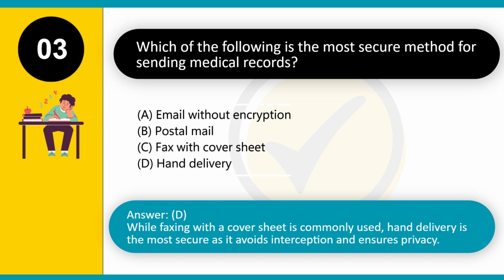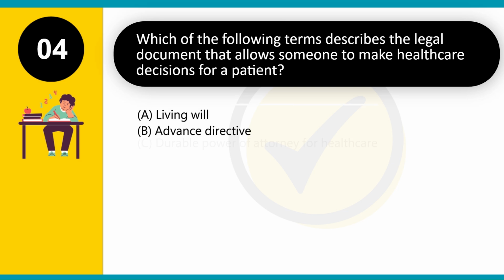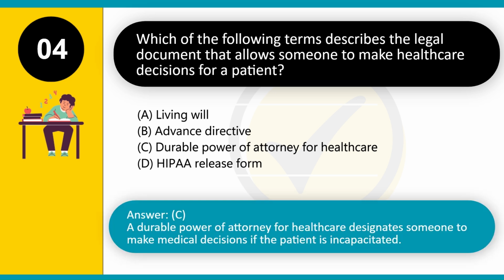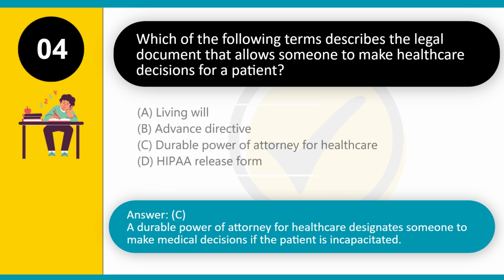Which of the following terms describes the legal document that allows someone to make healthcare decisions for a patient? A. Living will. B. Advance directive. C. Durable power of attorney for healthcare. D. HIPAA release form. Answer, C. A durable power of attorney for healthcare designates someone to make medical decisions if the patient is incapacitated.